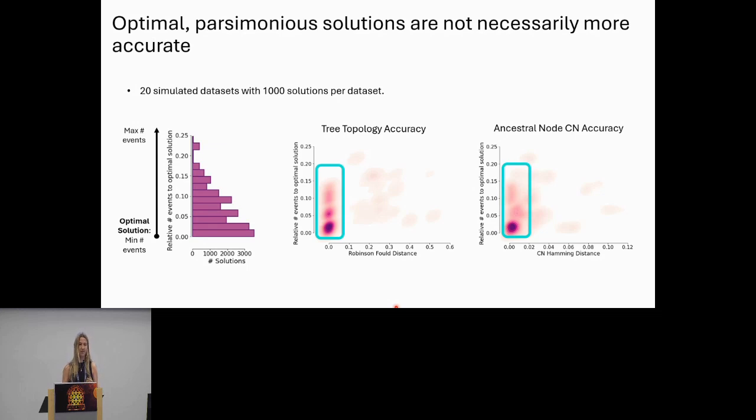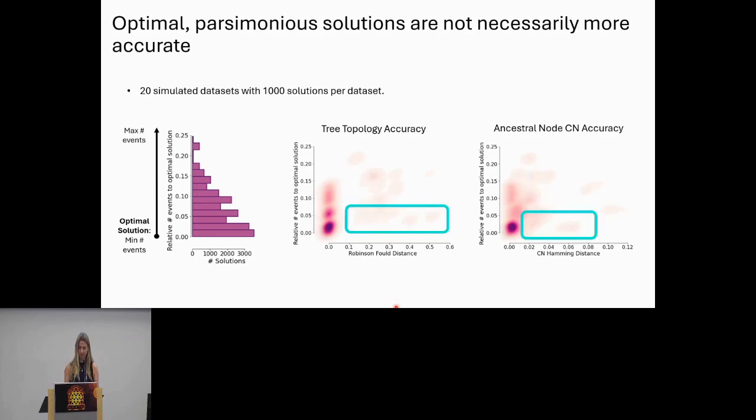So firstly, we see that there are many suboptimal solutions that are correct, both in terms of tree topology and also in terms of ancestral copy numbers. And this highlights to us the importance of not only enumerating optimal solutions, but also these suboptimal solutions that could also be correct.